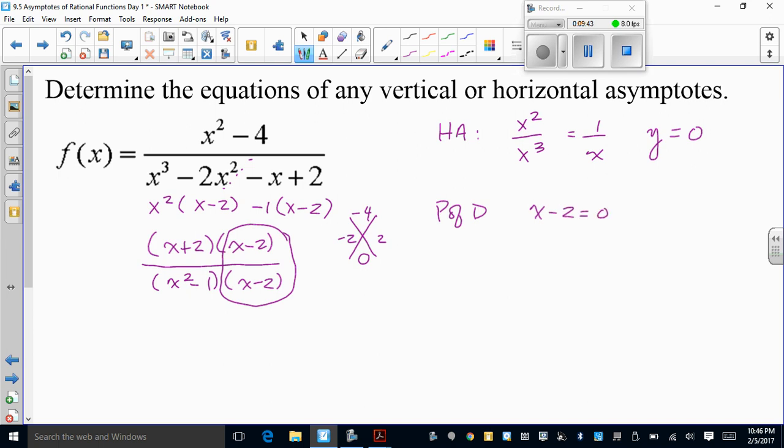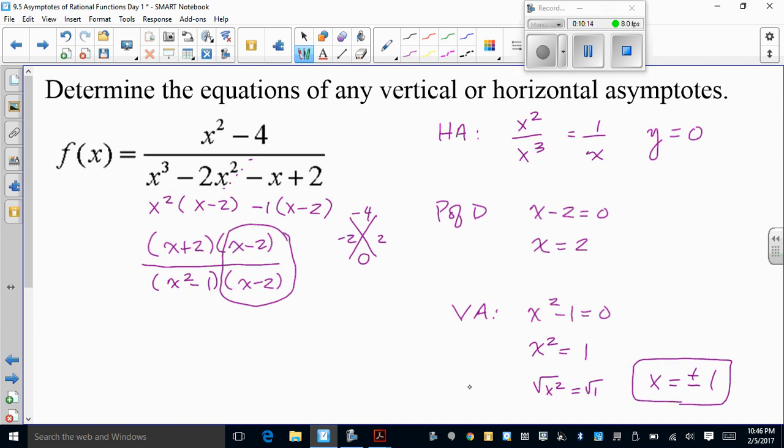And then the vertical asymptote: set the remaining part of your denominator equal to 0. So x squared minus 1 equals 0. So x squared equals 1. Square root both sides. We get x equals plus or minus 1. And there's our vertical asymptote. Point of discontinuity, horizontal asymptote. Okay, these will never change. This is the only one that has different rules.